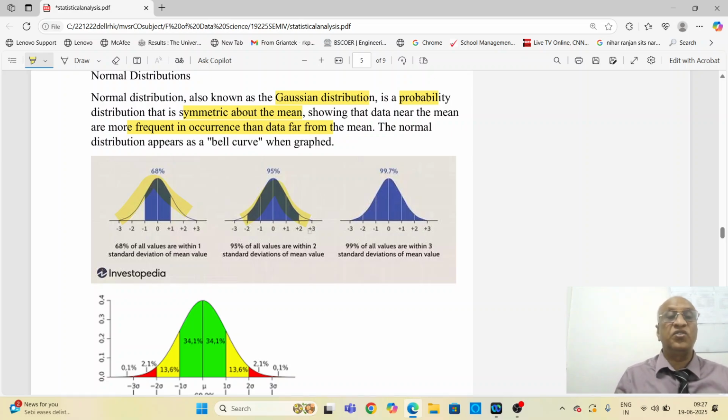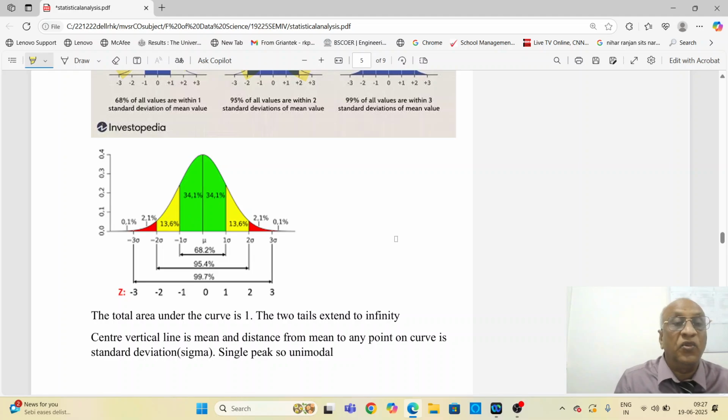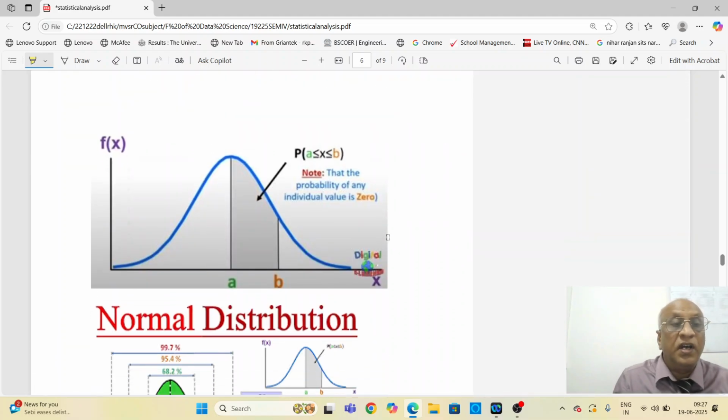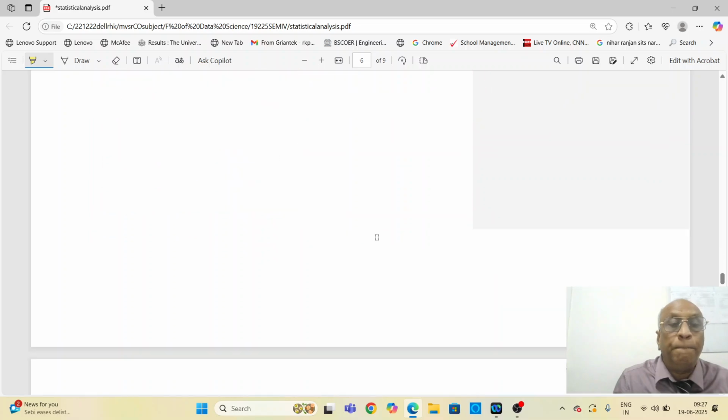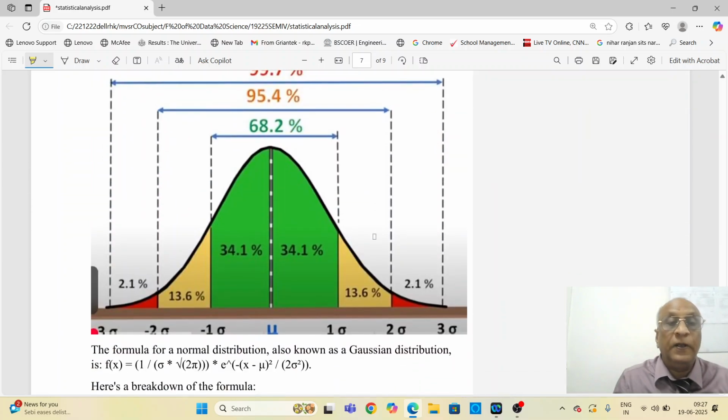90% of all values are within two standard deviations, and 99% of all values are within three standard deviations. Let us look at that. Where is that? Yeah, I can see it here.